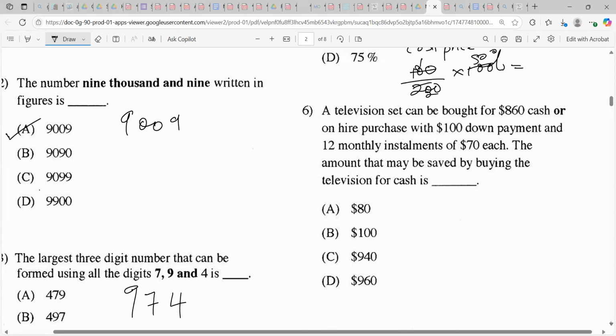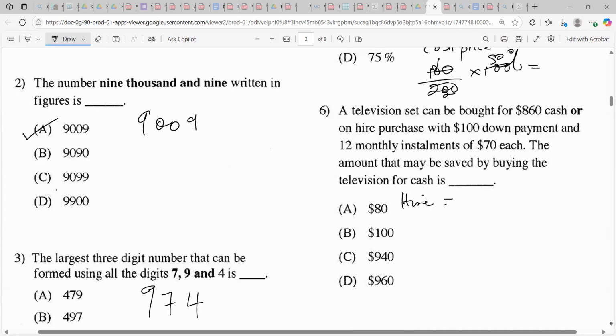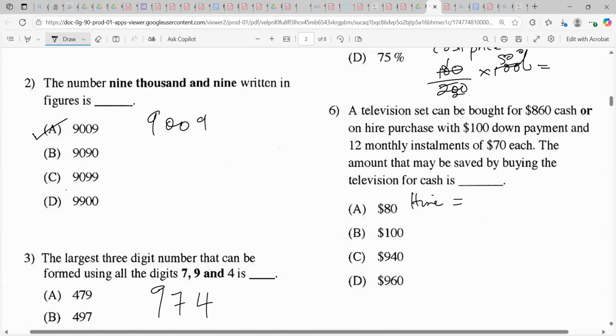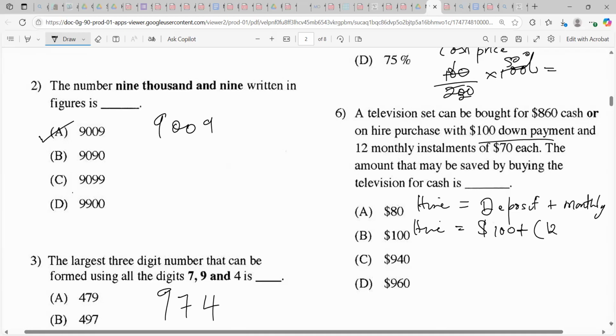So what it is, hire purchase is equal to the deposit or the down payment plus the total monthly installment. So that's what hire purchase is. All right. Let's break it down now. Now the deposit is the down payment of $100. So we add $100 plus the monthly installment. Now we're gonna have 12 months, and each month you're gonna pay $70.